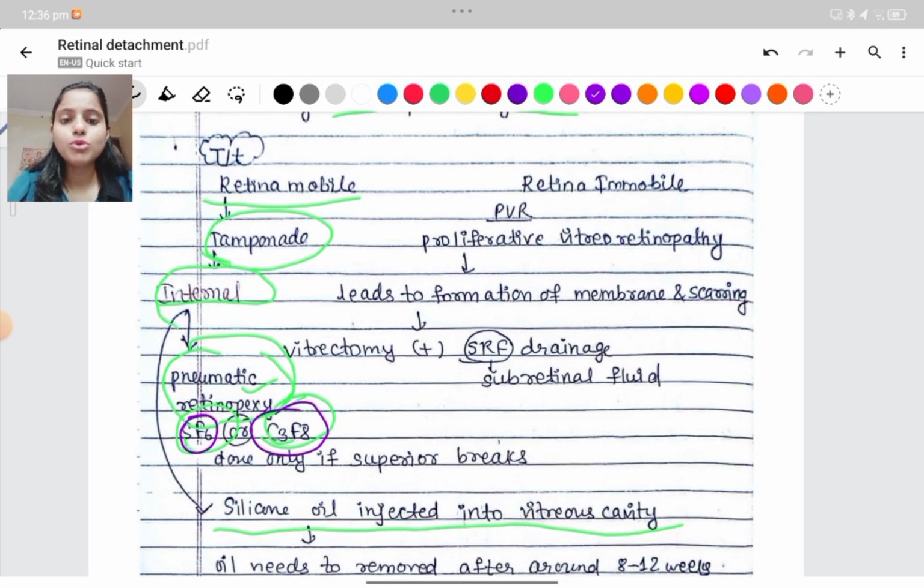If the retina is immobile, which leads to the formation of membrane and scarring, then vitrectomy plus subretinal fluid drainage is done.